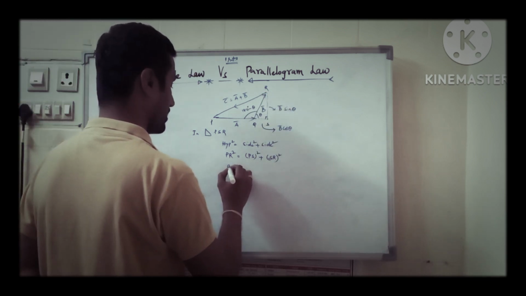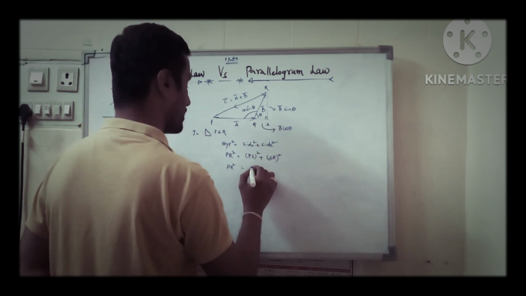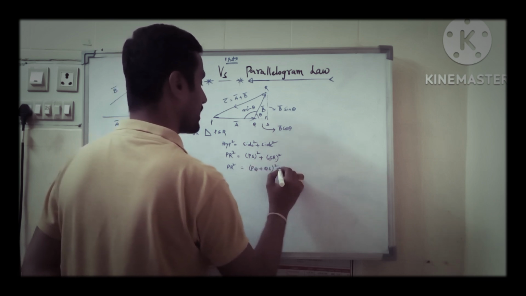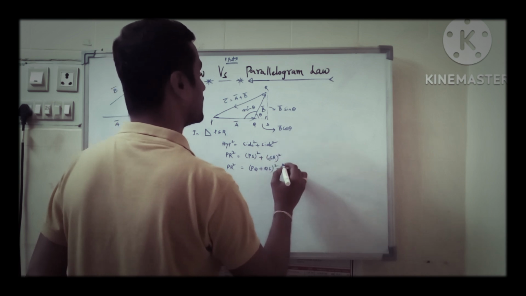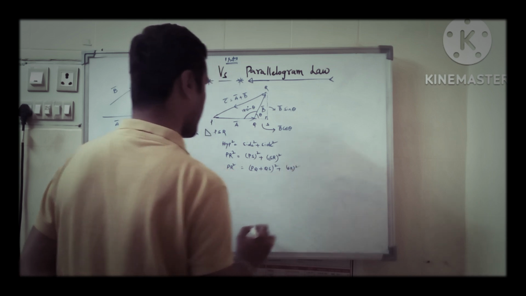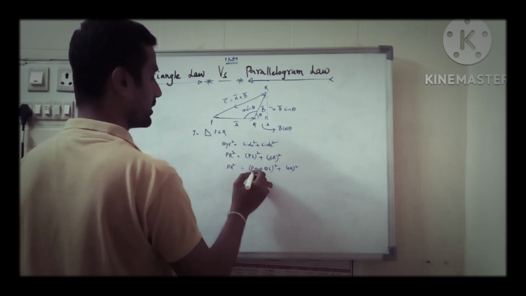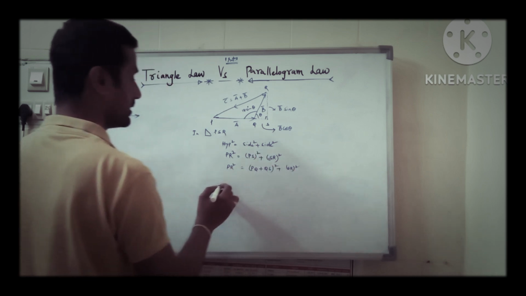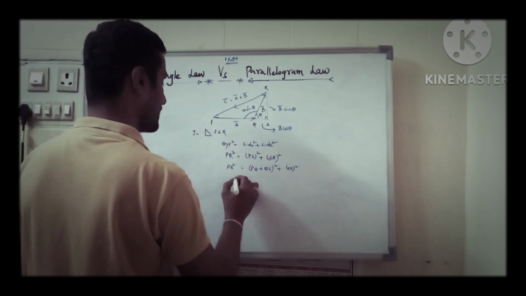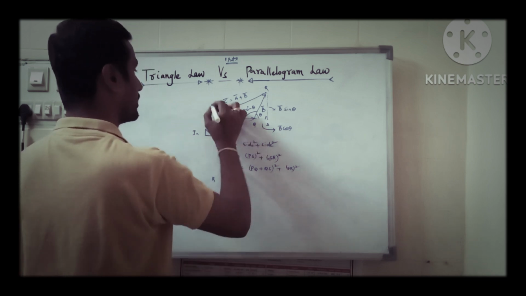Next, in this step, PR square is equal to, PS can be written as PQ plus QS whole square, plus SR whole square. Now substitute the values of PR, PQ, QS and SR. In the above equation, PR is the resultant, that is C bar, that is C square. It is also represented as R, the resultant.